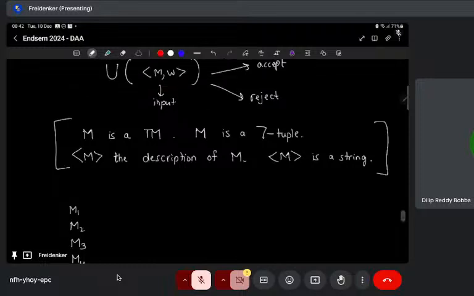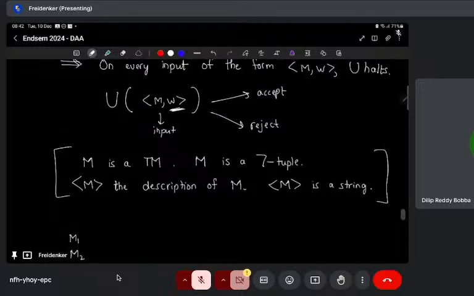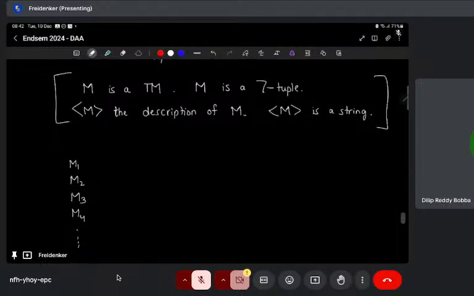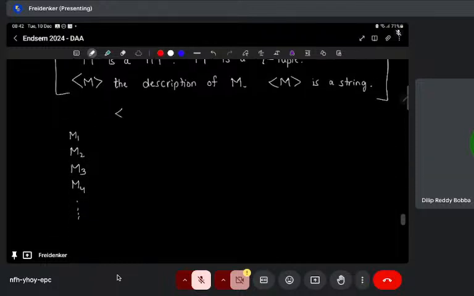So the idea is my W can be these strings as well, right? I mean, W is a string, so there is no harm in using the description of the machine itself as a string. So I will try to write that here. The idea behind writing this is that I will give M1 comma description of M1, M2 comma description of M1, M3 comma description of M1 as input. So we'll see what's going to happen.